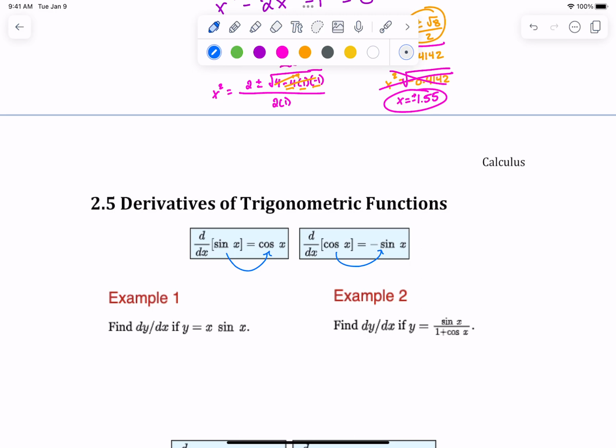They're sticking 2-5, derivatives of trig functions, right in between power rule, product rule, and quotient rule. We're going to do the chain rule after trig functions, okay? So here we go. We are doing trig functions.